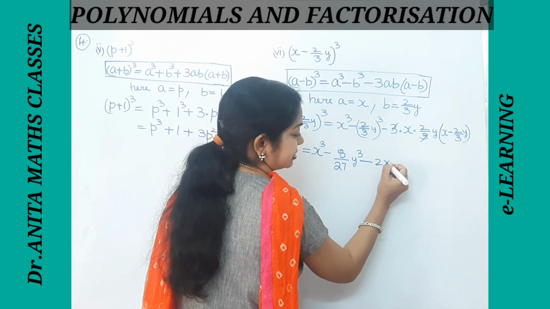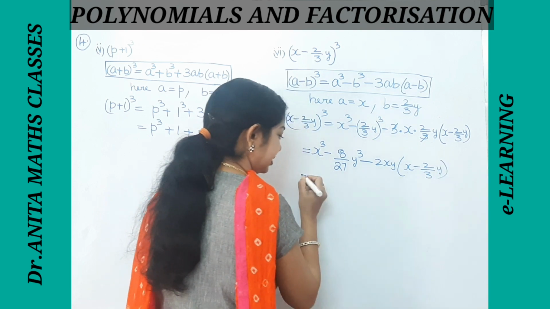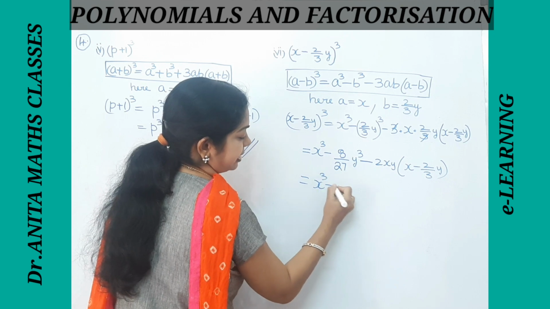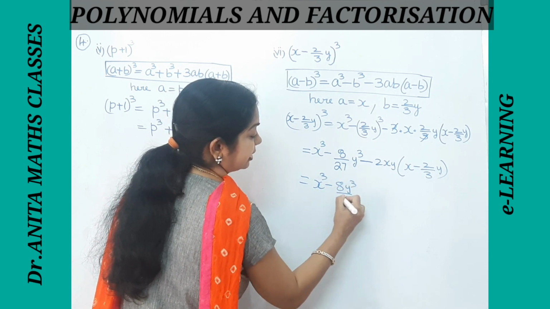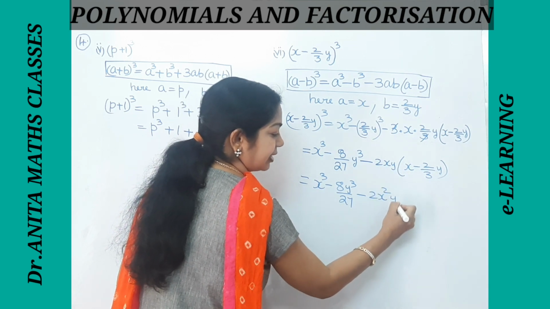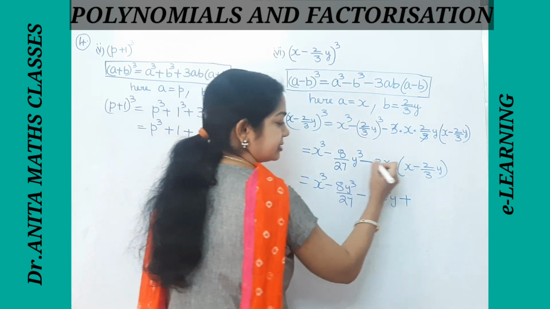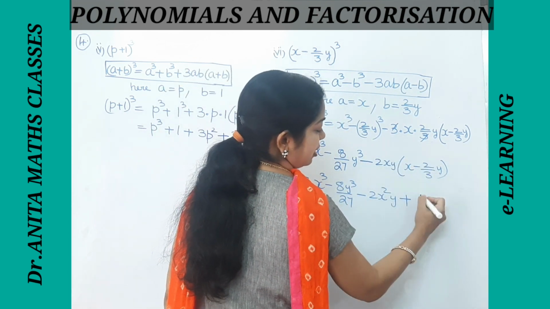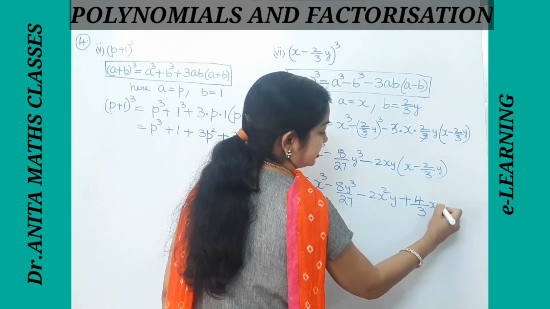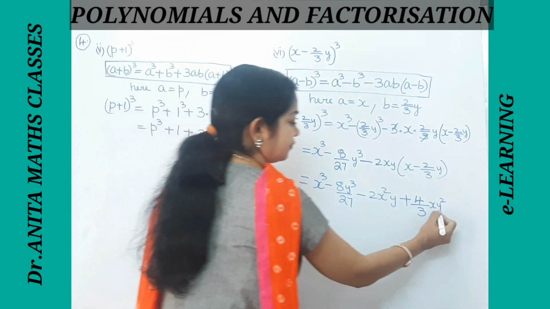So let me write in the next step 2xy and (x minus 2) upon 3y. Now in the next step we will open the bracket. You can directly do it here also. x cube minus 8y cube by 27 minus 2x square y. I have opened the bracket. Minus into minus plus. Right. Minus into minus plus. Now 2 2's 4, here 4 by 3 xy square. So x is 1, y is twice. So this is the expansion form.